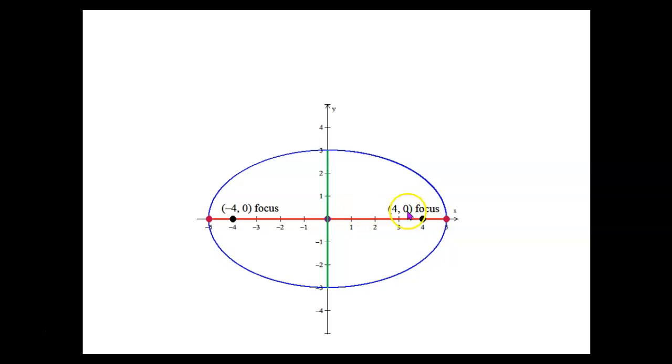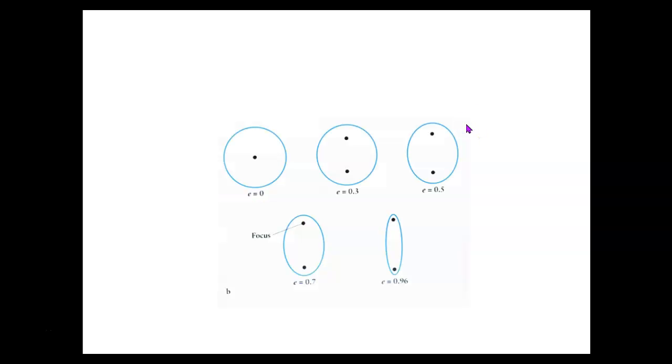And I will tell you what the significance of those focus points is in just a couple minutes here. But for now, they are points inside the ellipse along the major axis. So one of them is if you start at the center and go, in this case, 4 spaces to the right. And the other one would be if you start at the center and go 4 spaces to the left. The bigger the eccentricity, the farther apart the 2 foci are.